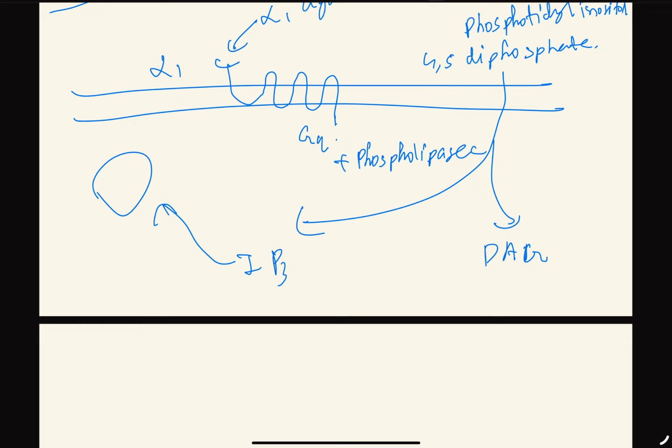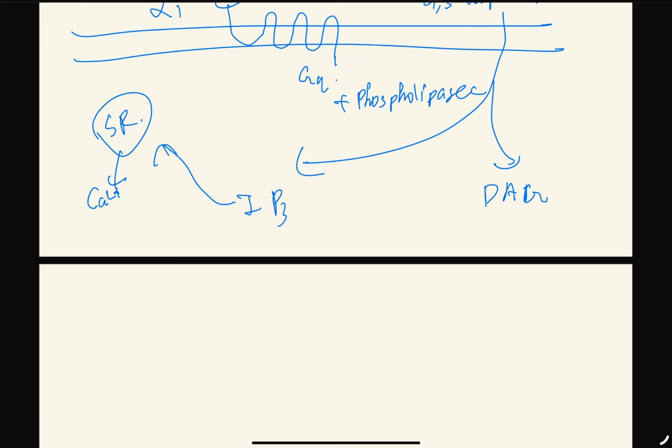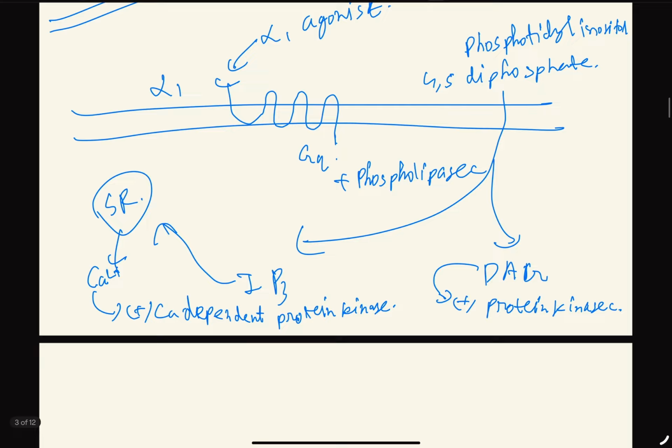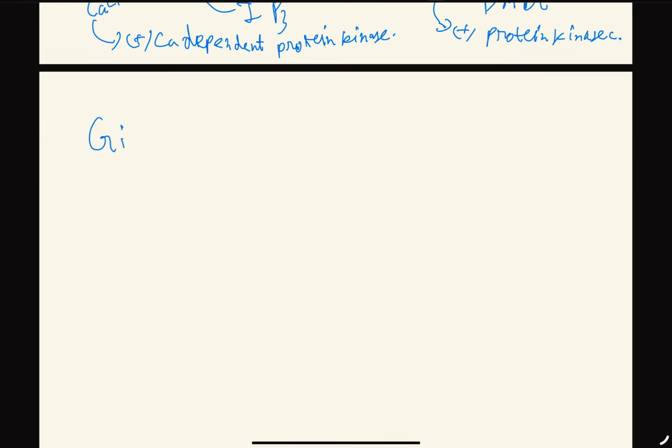Inositol triphosphate releases calcium from the sarcoplasmic reticulum, which activates calcium dependent protein kinase C. And diacylglycerol activates protein kinase C. This protein kinase C gives the biological effects, like muscle contractions, and it can activate enzymes. Okay, let's see what GI does.